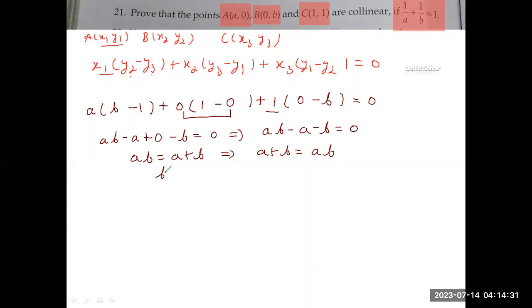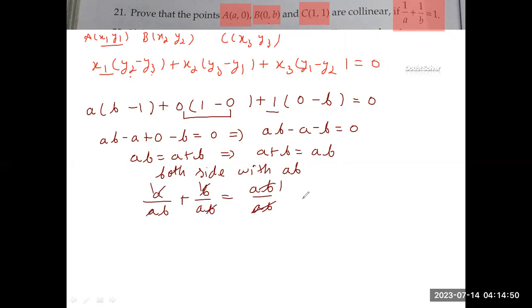Now I'm dividing both sides with ab. So this would be a over ab plus b over ab equals ab over ab. So a is eliminated with a, b got eliminated with b. So I got 1 over b plus 1 over a equals 1. And I can now clearly write it as 1 by a plus 1 by b equals 1. Hence proved.